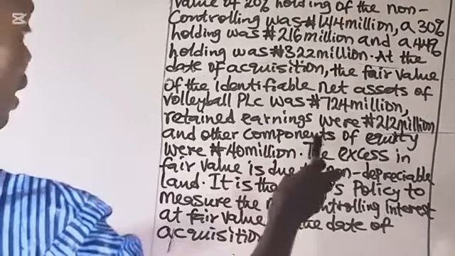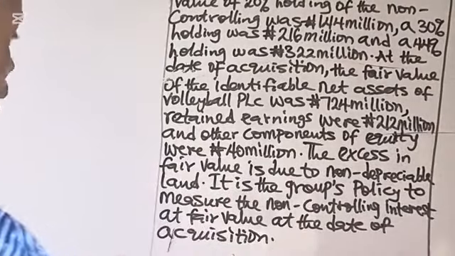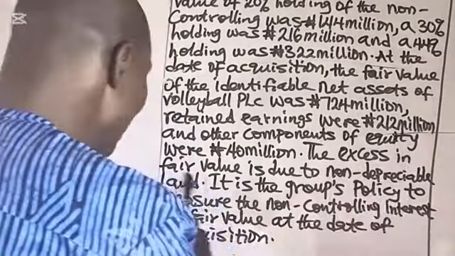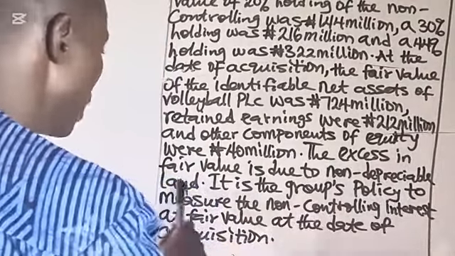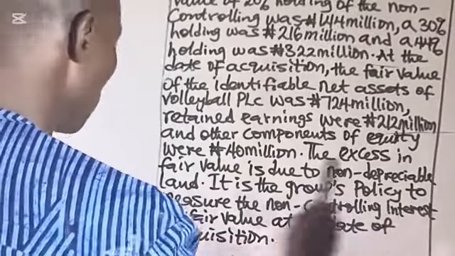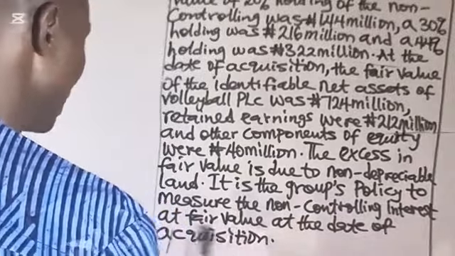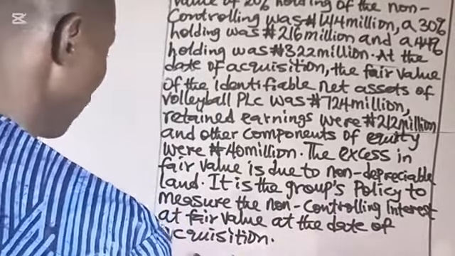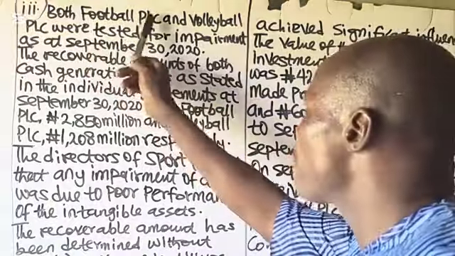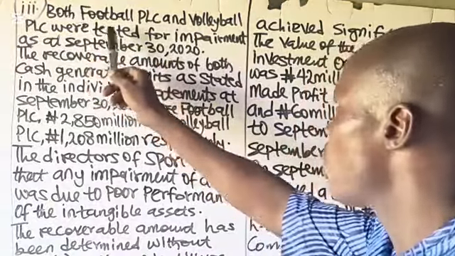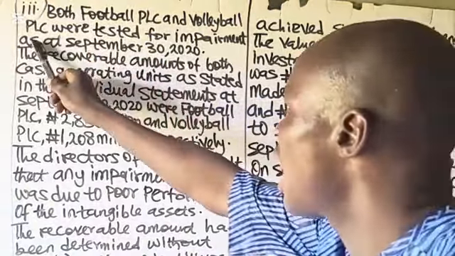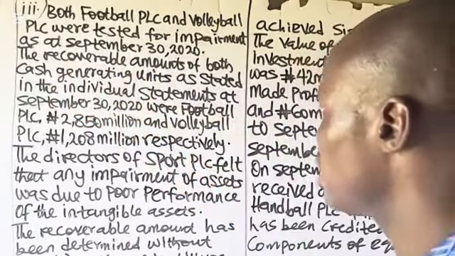And other components of equity were 40 million naira. The excess in fair value is due to non-depreciable land. It is the group policy to measure the non-controlling interest at fair value at the date of acquisition. Both Football PLC and Volleyball PLC were tested for impairment as at September 30, 2020.